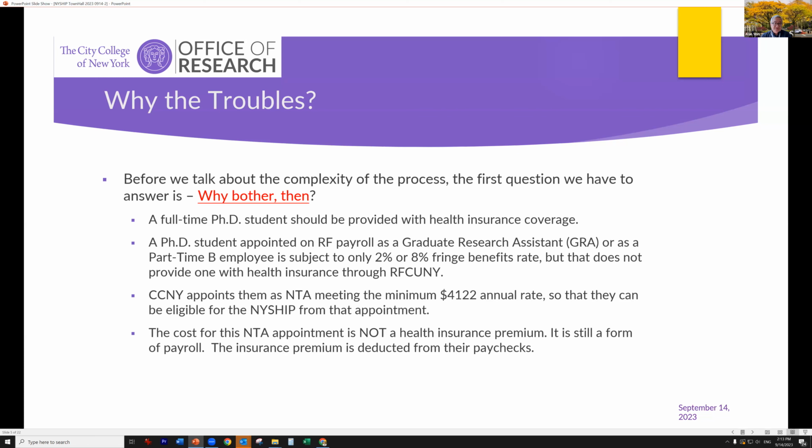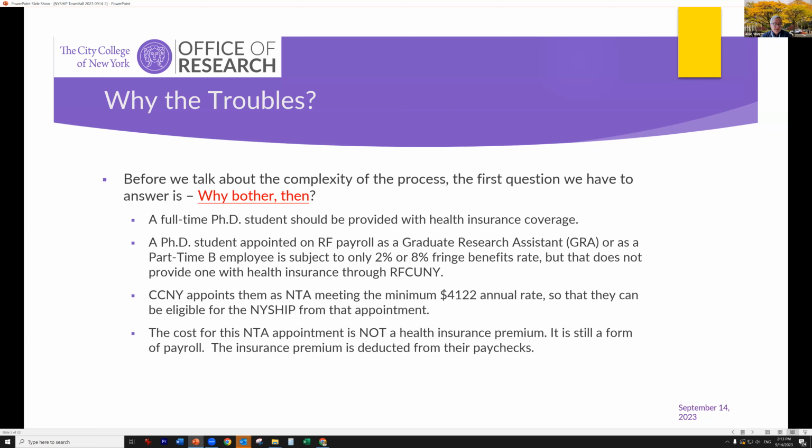However, this fringe rate does not make the student eligible for the health insurance plan through research foundation payroll. Therefore, we need to find a way to provide the health insurance to the student. And so with this non-teaching agent, appointing them at more than the 4122 annual rate, they will be eligible for the NYSHIP coverage.